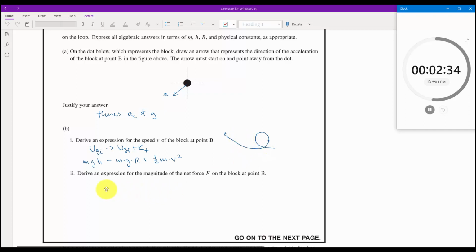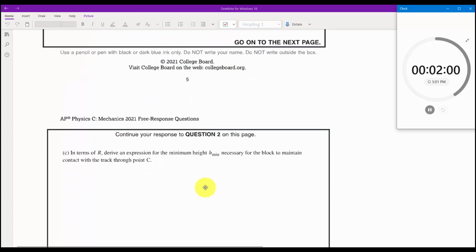Number 2, derive an expression for the magnitude of the net force on the block at point B. So this is going to be based off of that idea. It's going to be a combination of the centripetal force and the gravitational force. And when you're dealing with 2D forces, you've got to do the old Pythagorean theorem. So the net force would be equal to the square root of (F_c squared plus (mg) squared), Pythagorean theorem. And we'd have to do that. Yeah, move on.